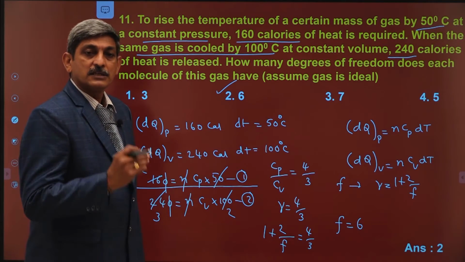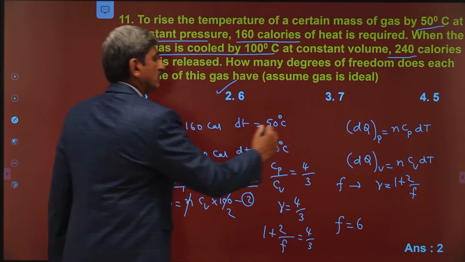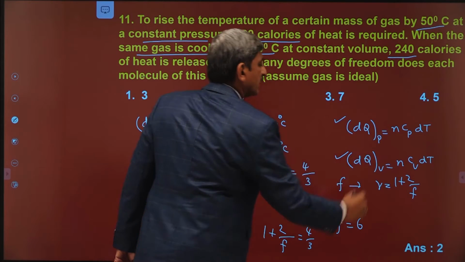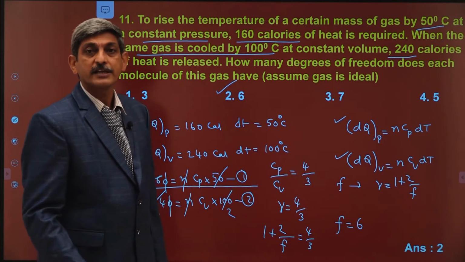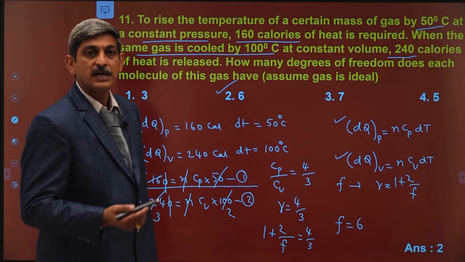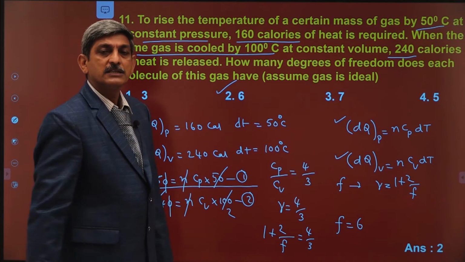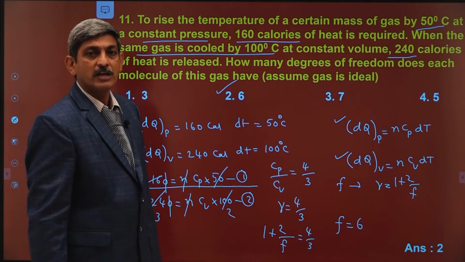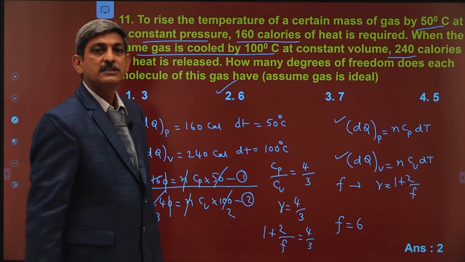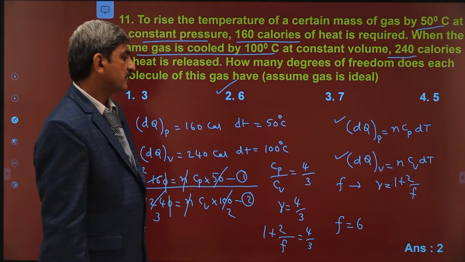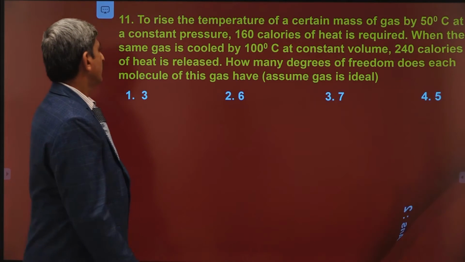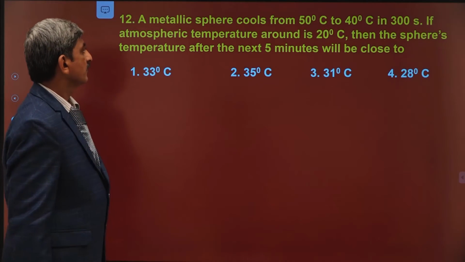Here we should know the formulas for the heat lost or heat gained by the gas at a constant pressure and at a constant volume. By that we determine the ratio of the Cp by Cv values. After that we determine the number of degrees of freedom, the f value. Come to the next one.